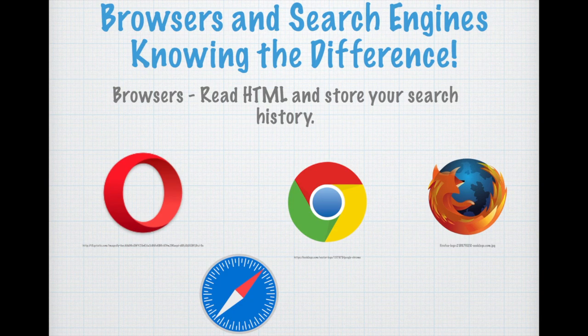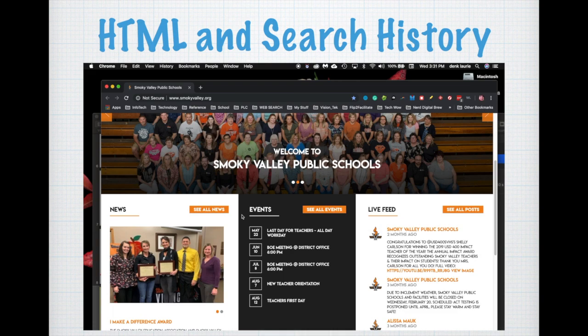Now, folks, there are other types of browsers, but what you should know is that a browser reads something called HTML, Hypertext Markup Language, and it stores your search history. That's all it does. For all intents and purposes, we're going to use Google Chrome, at least I'm going to use that when I demonstrate concepts to you. So what I've done is I have looked up Smoky Valley High School's webpage again. And I want to show you what hypertext markup language actually looks like in a browser.